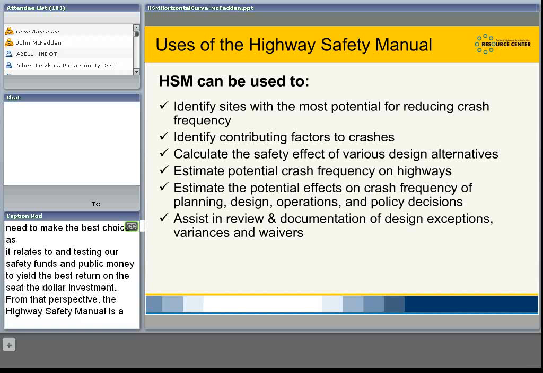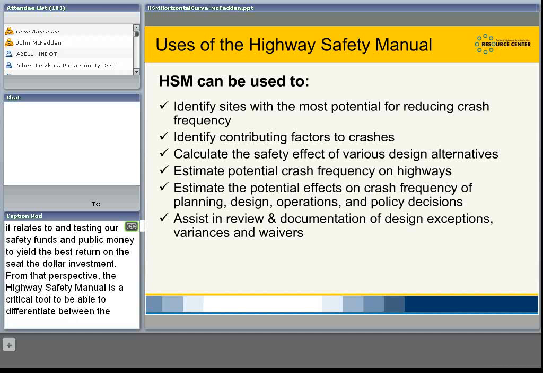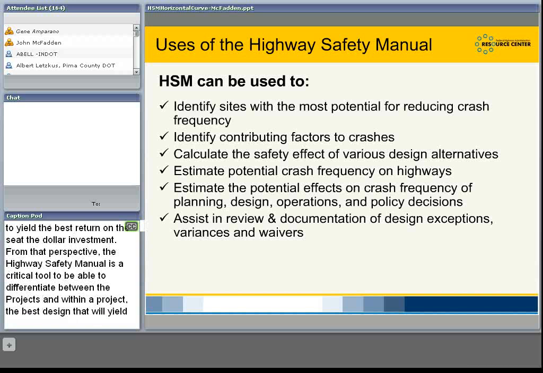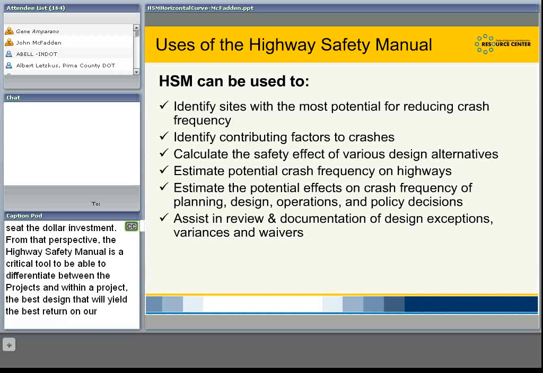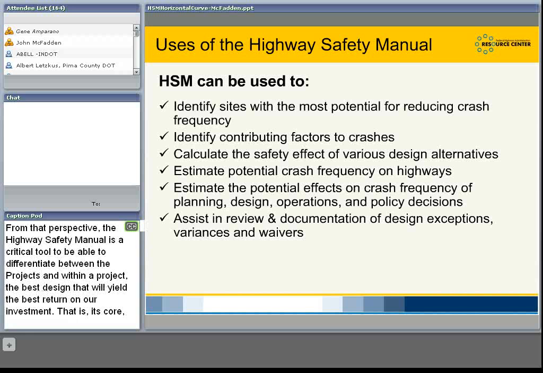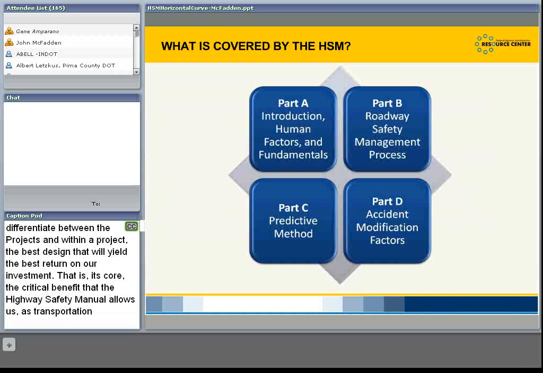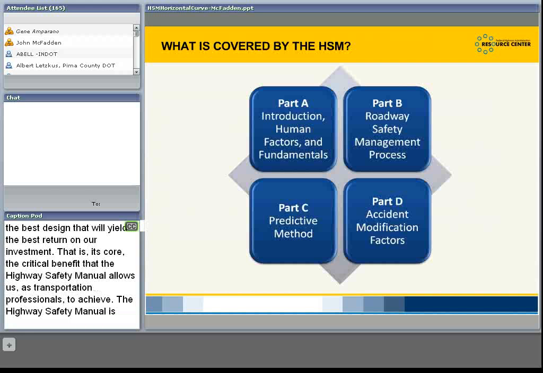From that perspective, the Highway Safety Manual is a critical tool to be able to differentiate between projects and within a project the best design that will yield the biggest return on our investment. And I think that is at its core the critical benefit that the Highway Safety Manual allows us as transportation professionals to achieve.